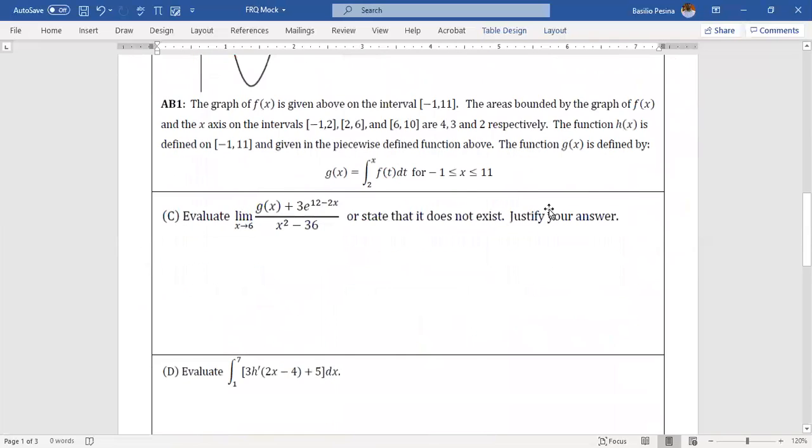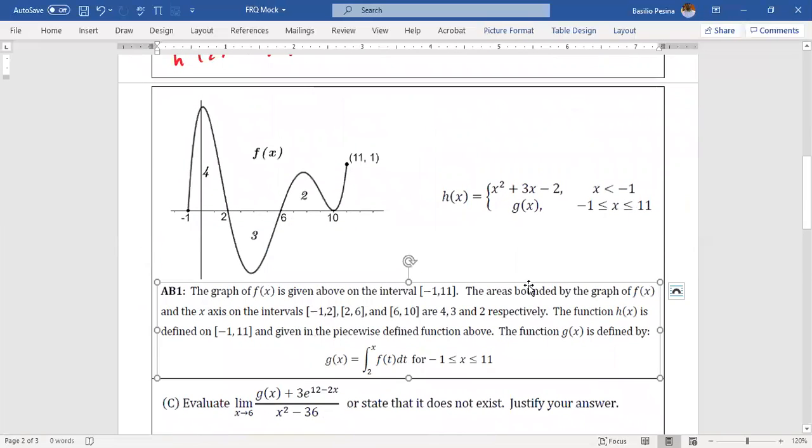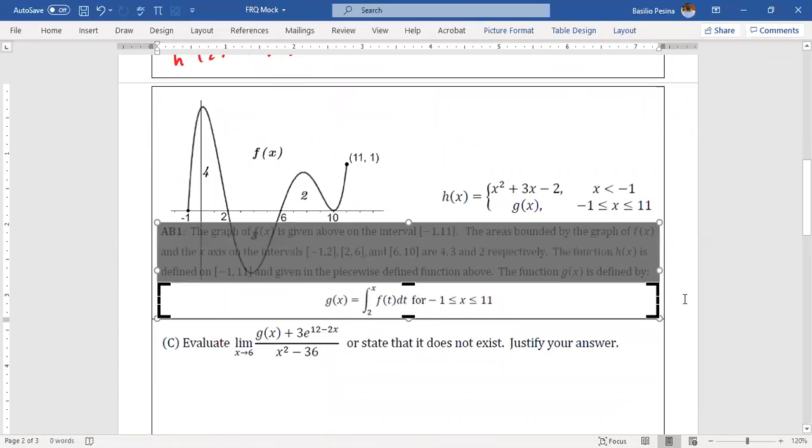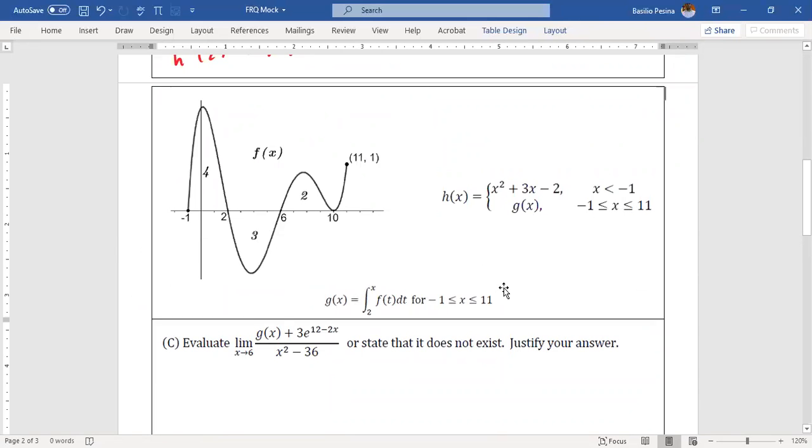This is just the same thing. I just copied and pasted because I didn't want to keep scrolling up, so I screenshotted it. But it's the same question, guys. Okay.